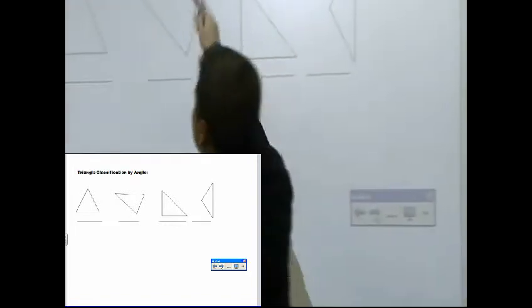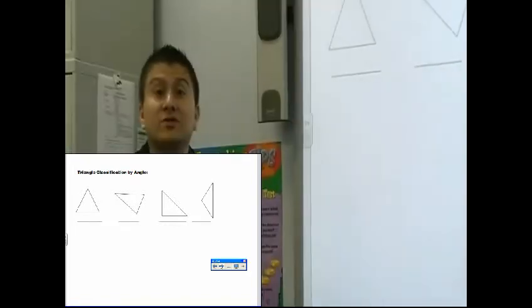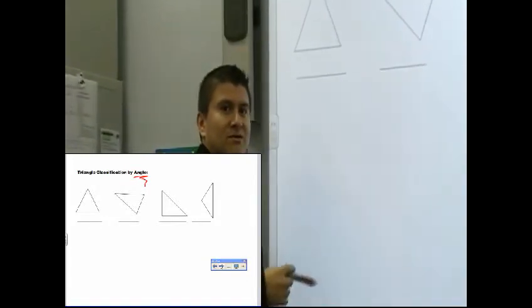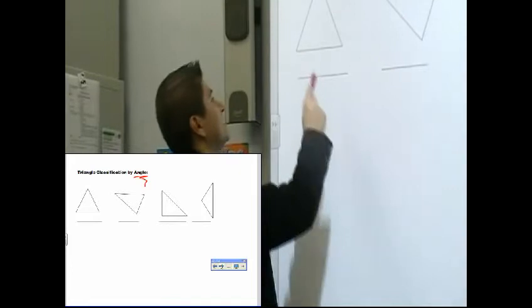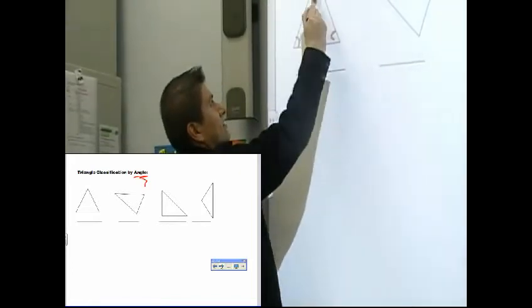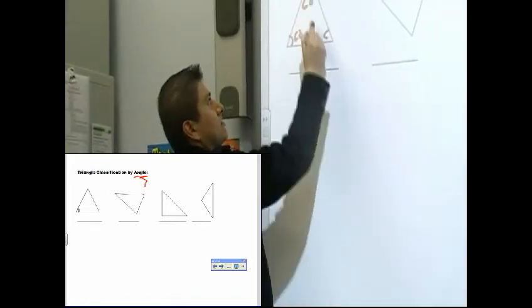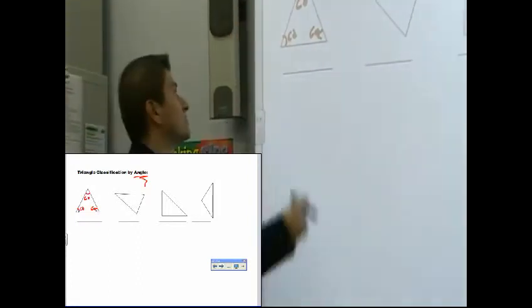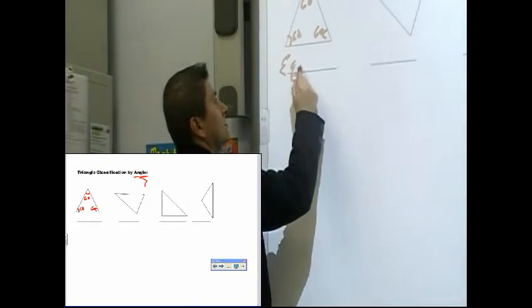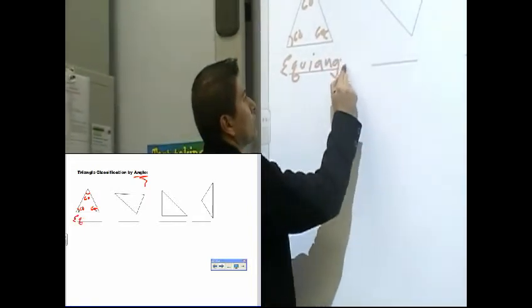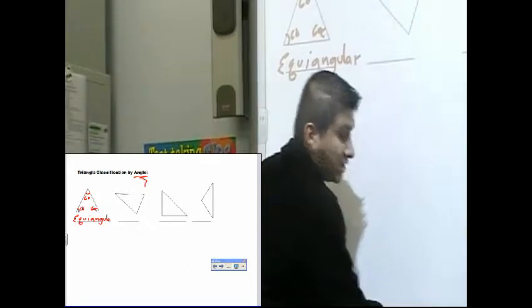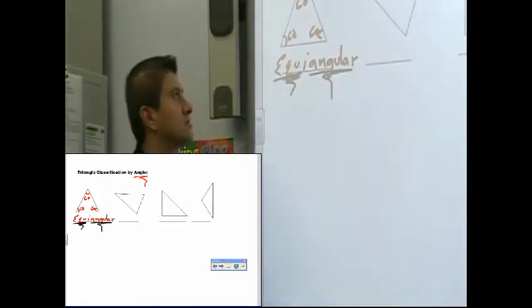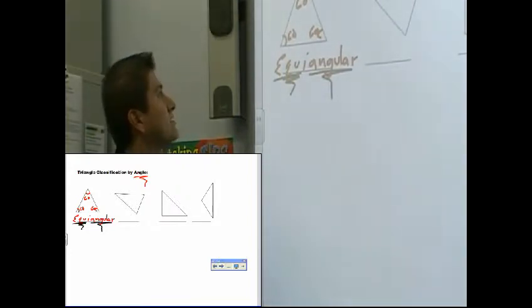Triangle classification by angles. Different types of angles, different types of triangles. You know this already also. Here's what we have. When all three angles are the same, they are 60 degrees, because again, they have to add up to 180. So if they're all the same, it's 60, 60, 60, which means that this is called an equiangular triangle. Equiangular means equal angles.